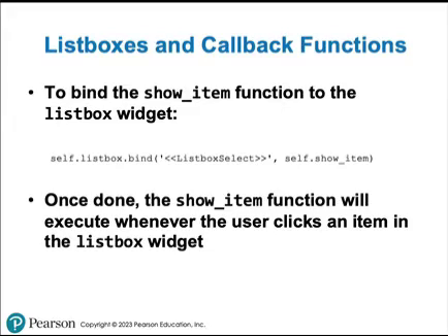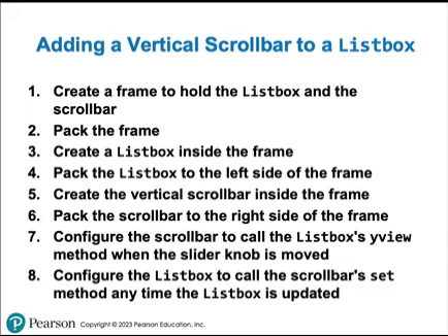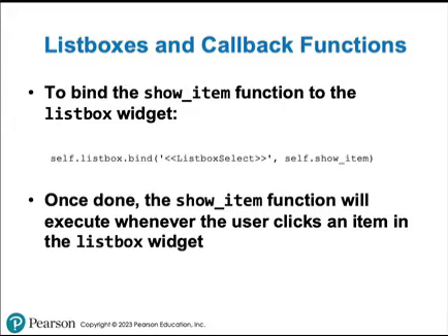This, you actually bind a method or an action or an event to a method. So in this case, if you see the event list box select, then you want to call the current object show item method. It will execute once the user selects an item in the list box.